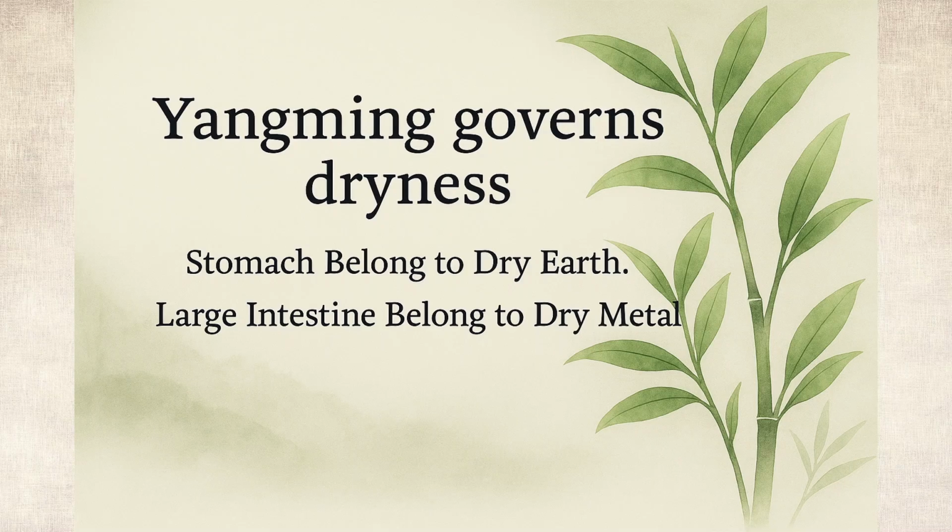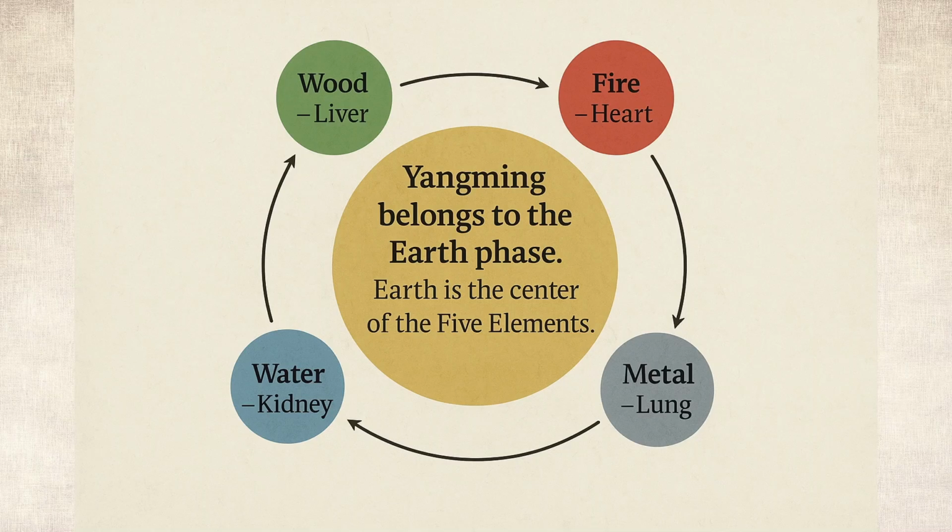Center Earth function of Yang Ming. As the Earth phase, Yang Ming is in the center of the 5 elements. Everything in nature, including disease, returns to Earth. Hence, Yang Ming absorbs pathogenic factors and traps them internally. This is why TCM says Yang Ming is where diseases end. Once it enters, it does not transfer again.